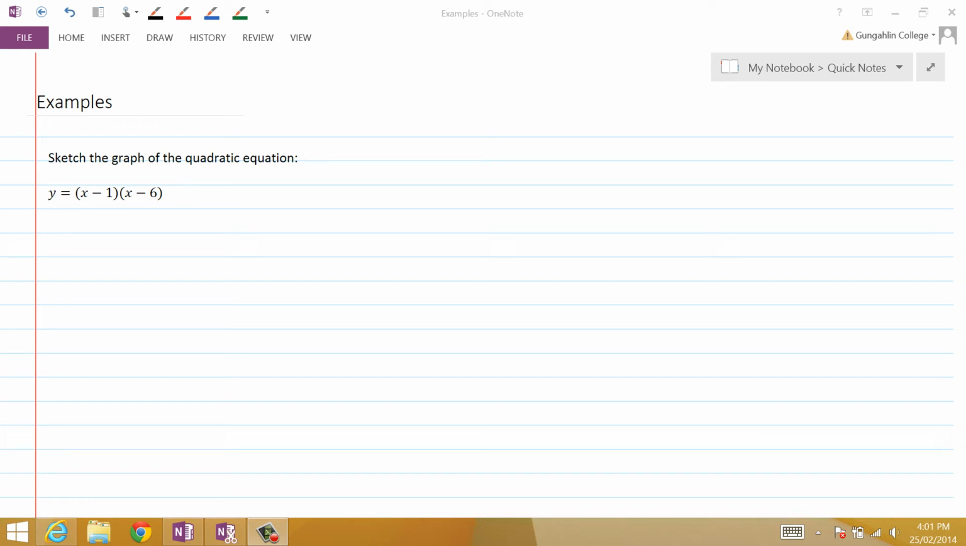Today we're going to review sketching quadratic equations, and in particular we're going to sketch equations that are in this particular form. Okay, y equals x minus 1, x minus 6. So this particular form is what's called intercept form, or sometimes it's called vertex form.